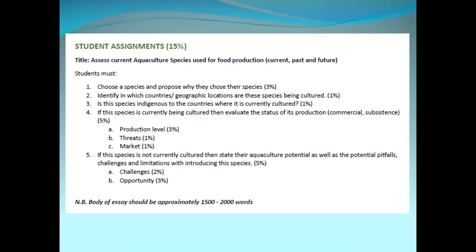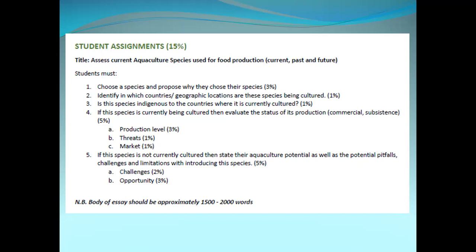So again, you could be creative. You're not limited to these points, but these points that I put here must be addressed, right? Anything other than that will add to your benefit as well because it could gain you some extra marks, right? So the body of the essay should be approximately 1,500 to 2,000 words when you're doing this assignment, right?